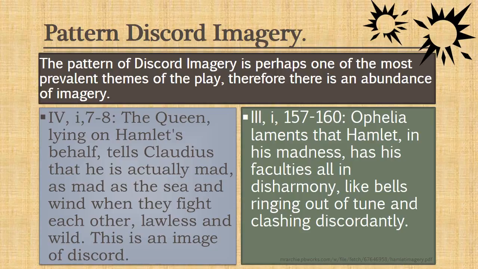From this we can assume it is why Shakespeare, after the King of Denmark, Hamlet's father, is murdered, causes nature and the people of Denmark to go into a discordant frenzy. The pattern of discord imagery is perhaps one of the most prevalent themes of the play, therefore there is an abundance of imagery alongside it. Examples of the discord within the play circle around the main event that sets every moment of chaos to follow it.